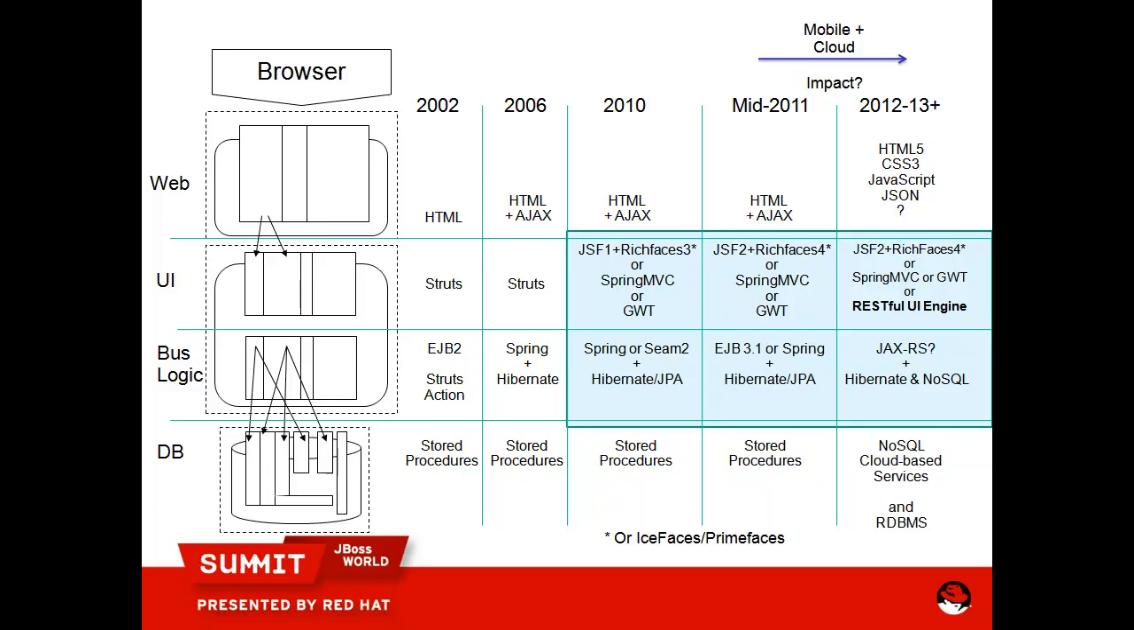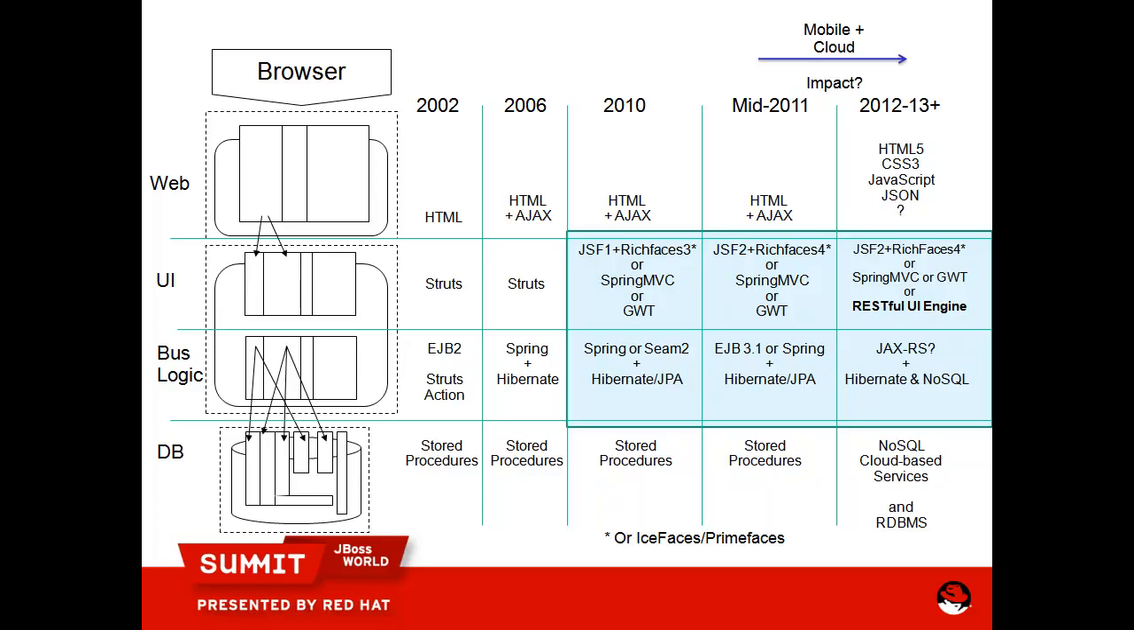Spring MVC continues to do well. Google Web Toolkit continues to hold steady and grow and gain market share. EJB 3.1, basically POJO programming within Java EE, and Contexts and Dependency Injection, CDI, is growing in popularity, and you're going to hear more and more about it. But if you continue going to the future, I actually have one thing that's kind of unique on there, and this concept of a RESTful UI engine.